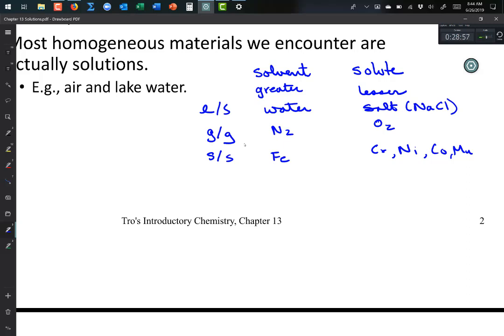So those are examples of solid solutions. There are all kinds of solutions. When we're talking about solutions in general, it could be a lot of things. Now for us, for the most part, we're doing solids and liquids, and particularly solids in water.